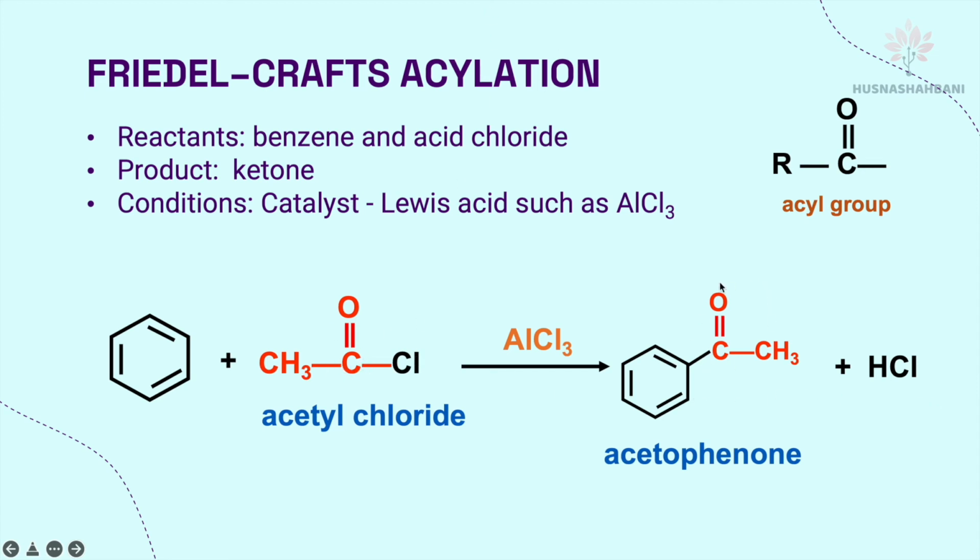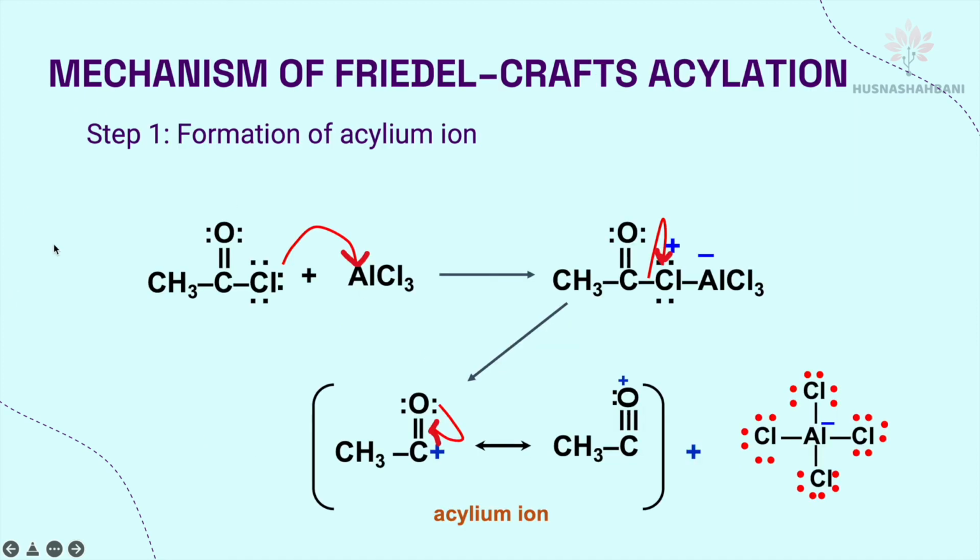The product will be a ketone, and the catalyst is the same, a Lewis acid catalyst, same as alkylation. The only difference is an acyl group is used. The mechanism of Friedel-Crafts acylation, step number 1, formation of the acylium ion.